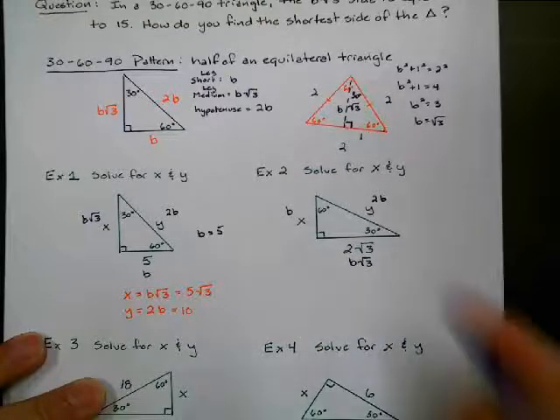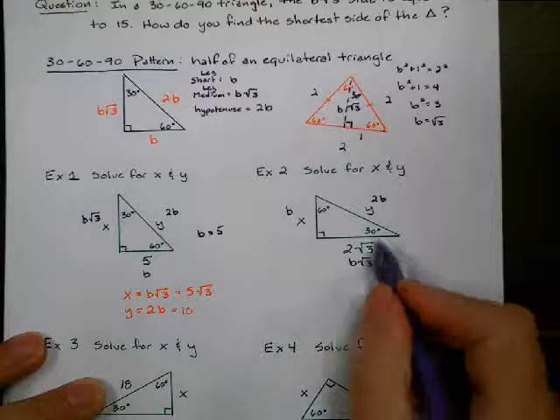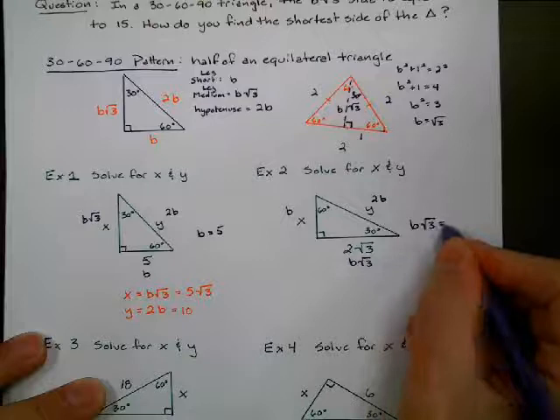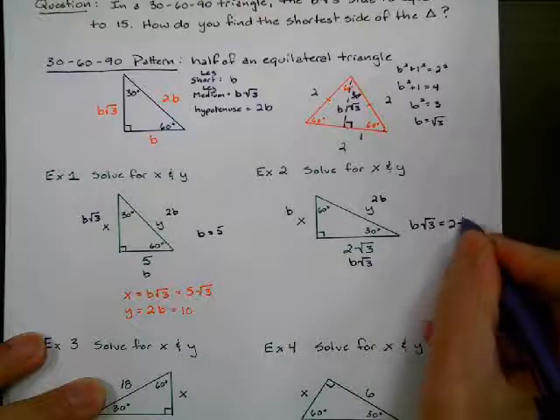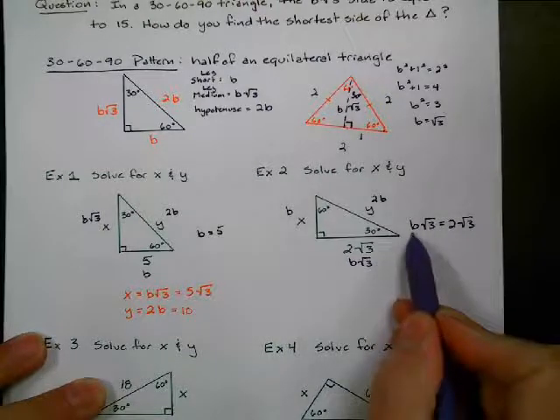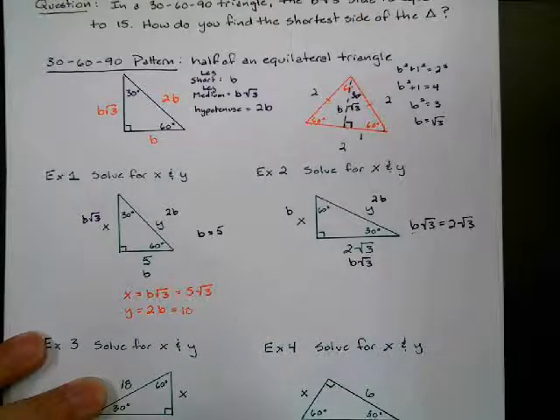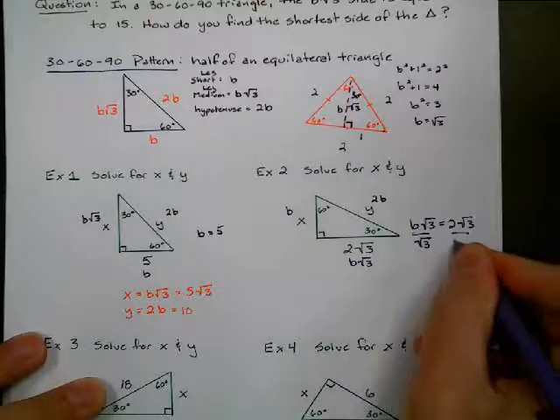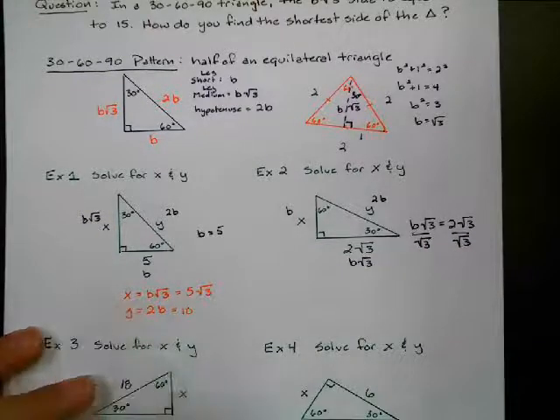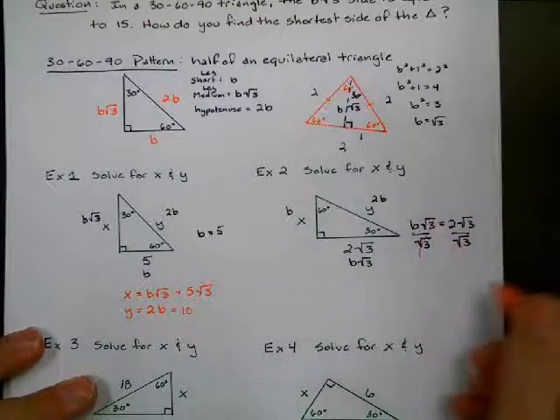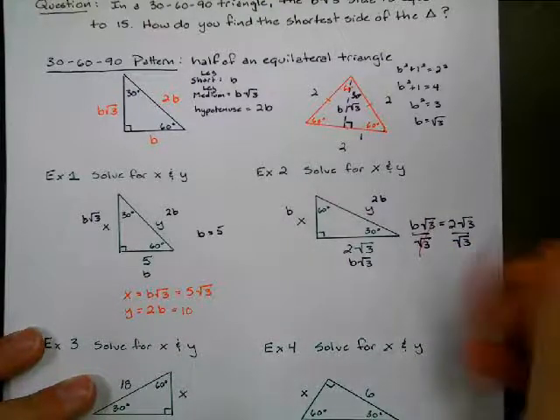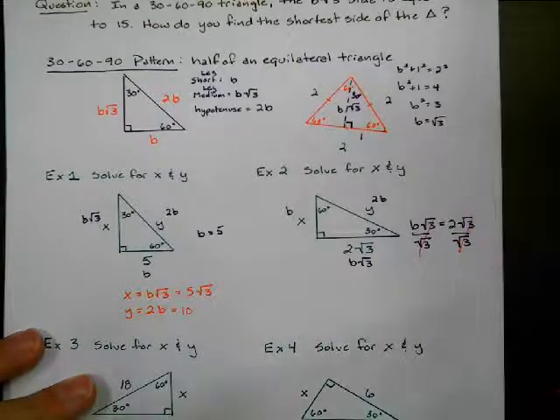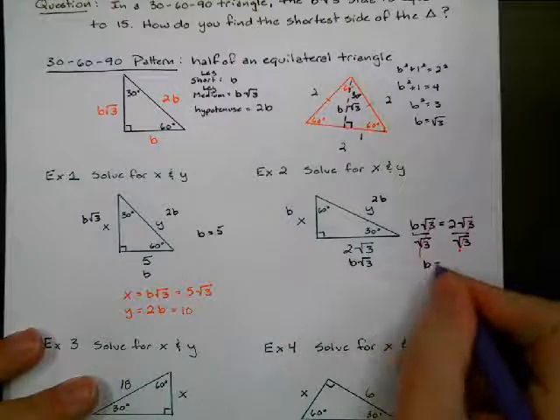Okay, so I want to find out what B is. Right now, I know that B root 3 is equal to 2 root 3. But I really want to know what B is. So what I'm going to do is divide by root 3. When I divide by root 3, the root 3's cancel. And over here, remember, radicals can reduce with radicals. So those cancel out. So this tells me that B is equal to 2.